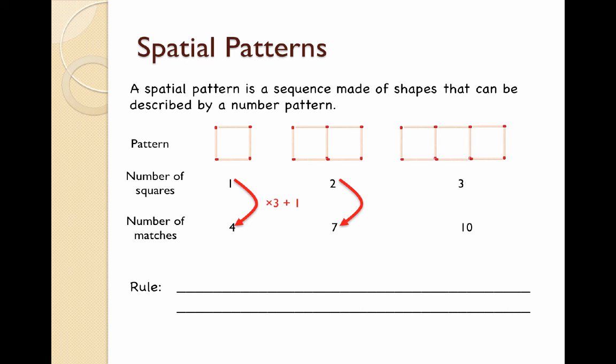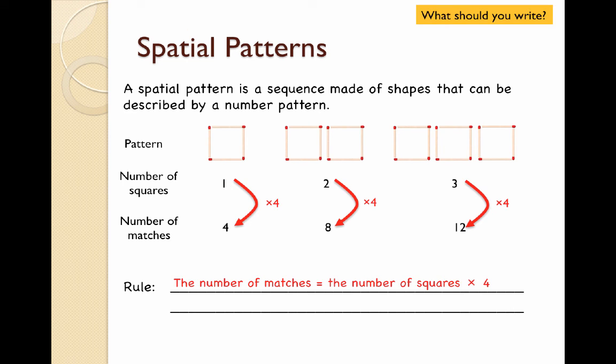Let's try multiplying by 3 and adding 1, because that works for the first number. If I do 2 times 3, that gives me 6, plus 1 gives me 7, that works. And 3 times 3 is 9, plus 1 gives me 10. I think I've found my pattern. So the number of matches, that's the number down below, is going to be 3 lots of the number of squares that I have, plus 1. This also answers my question, how many matches do I need for 100 squares? It'll be 3 times 100, which is 300, plus 1 more, 301 matches.